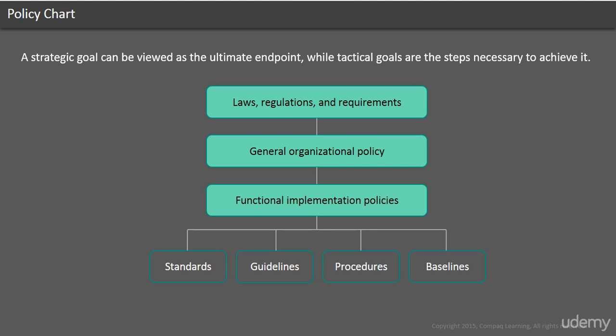As shown in the flowchart, standards, guidelines, procedures, and baselines are the tactical tools used to achieve and support the directives in the security policy, which is considered the strategic goal. As you can see from the policy hierarchy chart and figure, policies are considered the first and highest level of documentation, from which the lower level elements of standards, procedures, baselines, and guidelines flow.